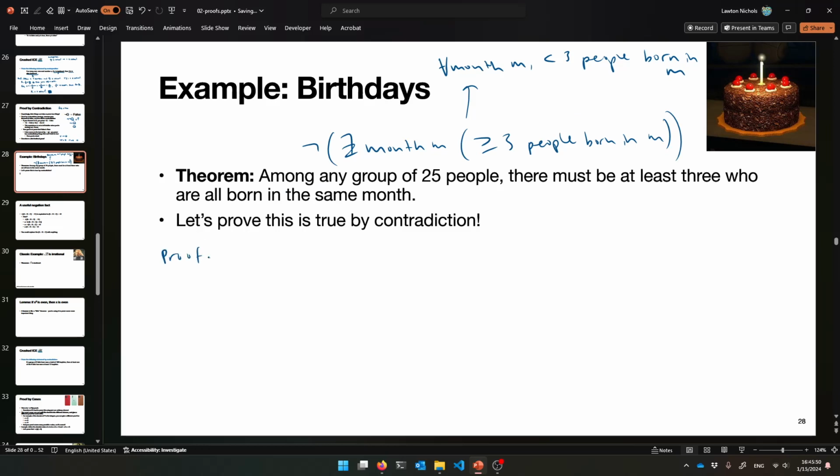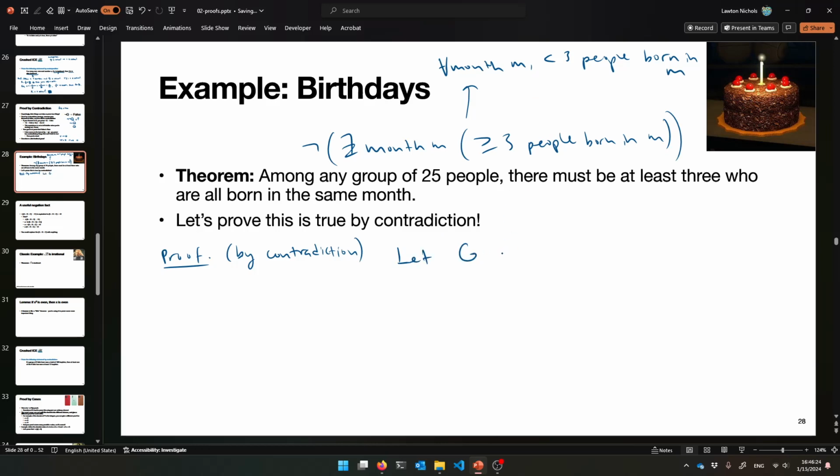So, proof. Usually you want to specify that we're doing this by contradiction so that the reader of your proof can mentally prepare for how weird this is going to be. Proof by contradiction. Let's go. We're going to assume that our theorem is false. So assume this whole thing, the negation. Assume that this idea is true: that for every month in our group of 25 people, less than 3 people were born in it. So let G be our group.